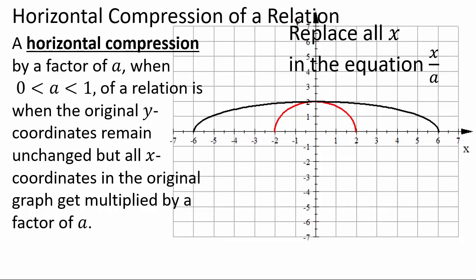So if you take a number smaller than 1, like 1/3, and you say x over 1/3, now you have horizontal compression. If you look at 6, what input divided by 1/3 will give you the input of 6? That would have to be 2, because 2 times 3 is 6. Dividing by 1/3 is multiplying by 3. So that's why it's working. Here's another example. Same thing. We don't know the factor, but it'll be x divided by some number smaller than 1 causing that compression.